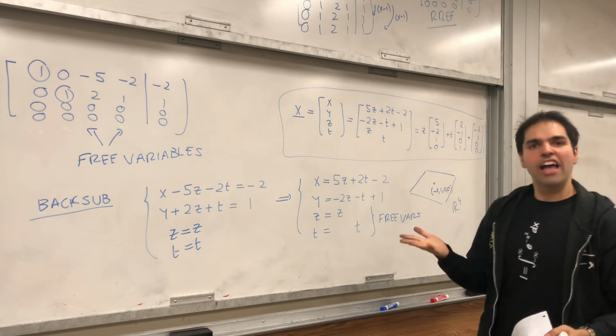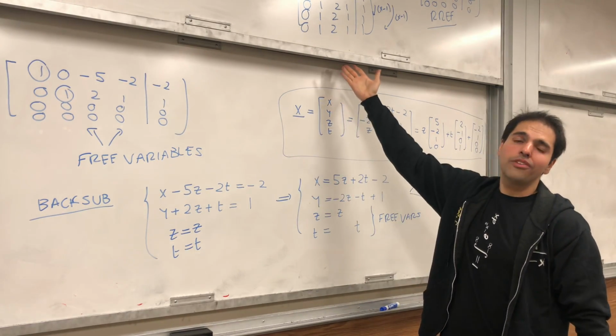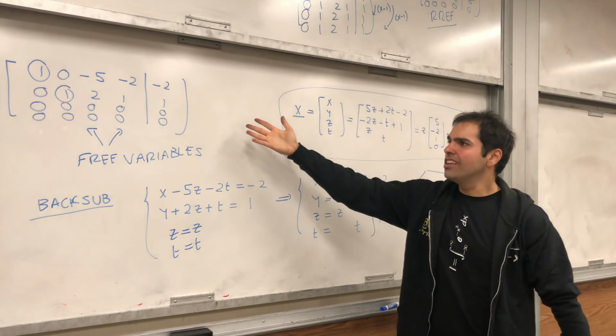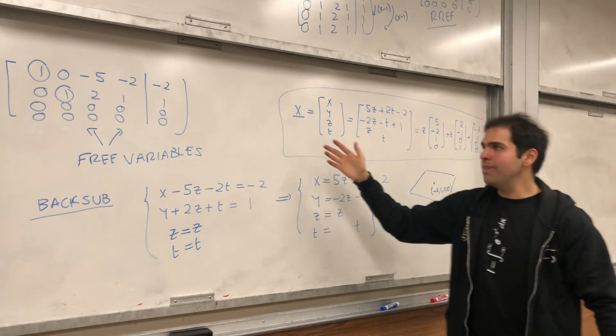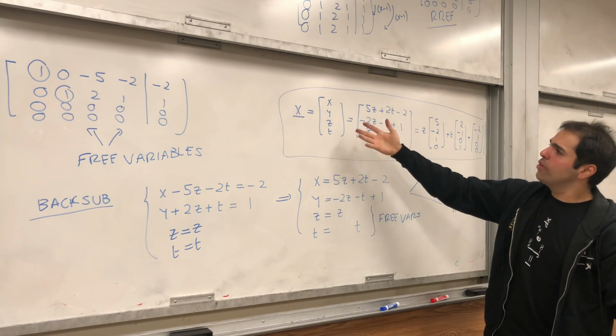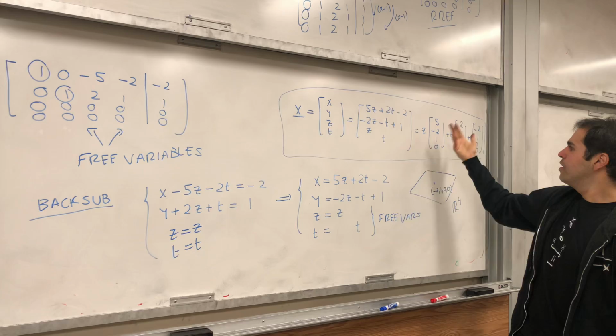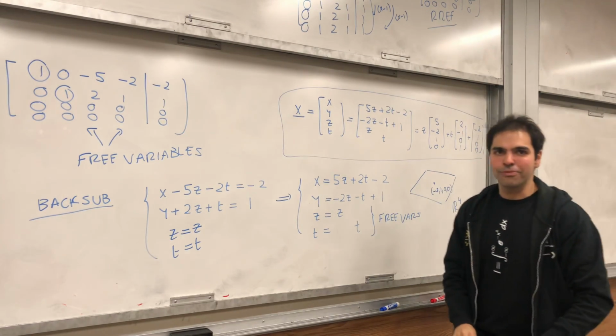In other words, what have we learned today? We've learned how to use Gaussian elimination to find systems with infinitely many solutions. And we wrote the solution in vector form, which gives us a nice geometric description.